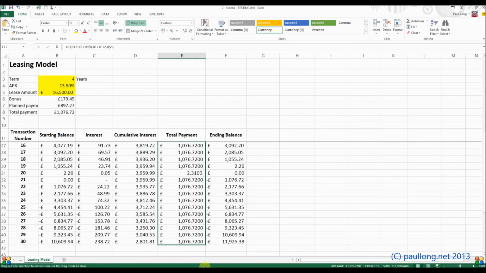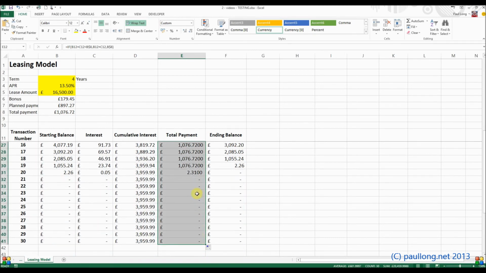Big question is going to be, does it work towards the end? And it does. Because look, it's determined here that there was only £2.31 left to pay. It was less than the total payment, so it's put that in. That then means that our ending balance is zero. Now every time it looks at it now, it says, well, there's nothing to pay. So because there's nothing to pay, because it's less than that, it puts in zero all the time. And our cumulative interest stays the same.